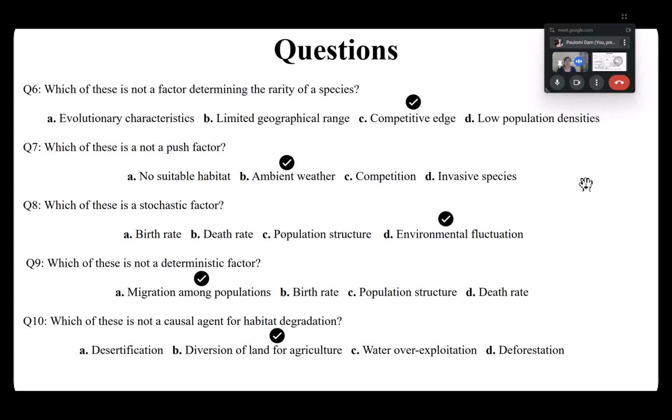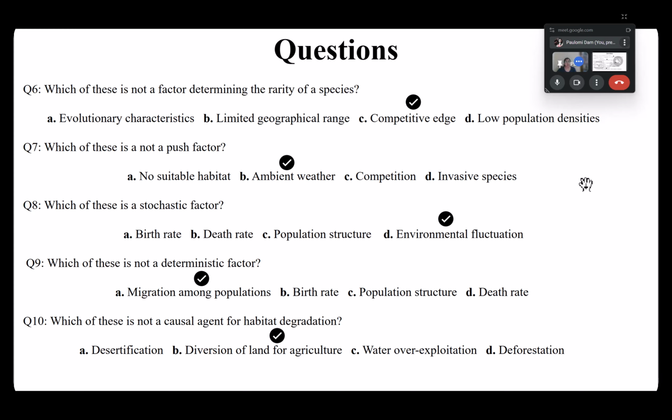Now, next is, which of this is not a push factor? You need to understand which of this will not drive animals away from a region. If there is no suitable environment, animals may move away. If there is competition, or an invasive species, animals will move away from this region. Ambient weather, on the contrary, lets the animals stay at that location and survive there. That's why ambient weather is a pull factor and not a push factor.